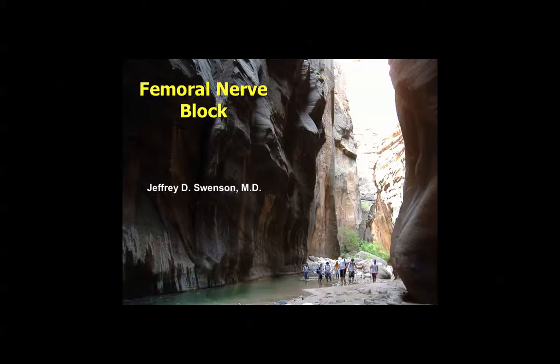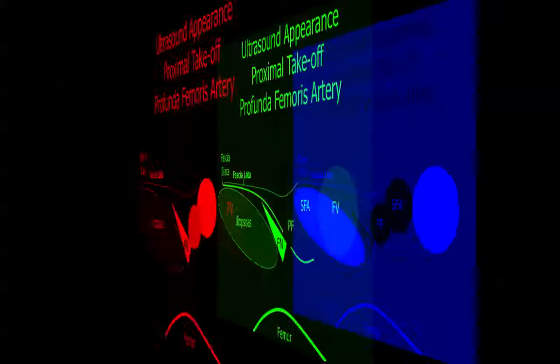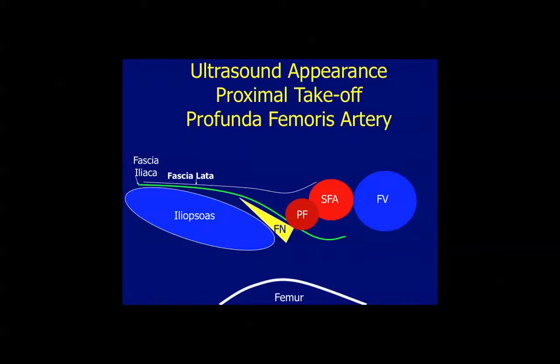We had promised you some examples of abnormal vascular anatomy in the inguinal region from ultrasound, and we'd like to show you these examples now. The first example we'd like to look at is a proximal takeoff of the profunda femoris artery. The profunda femoris normally takes off about 4 centimeters below the inguinal ligament. However, it may take off at or above the inguinal ligament.